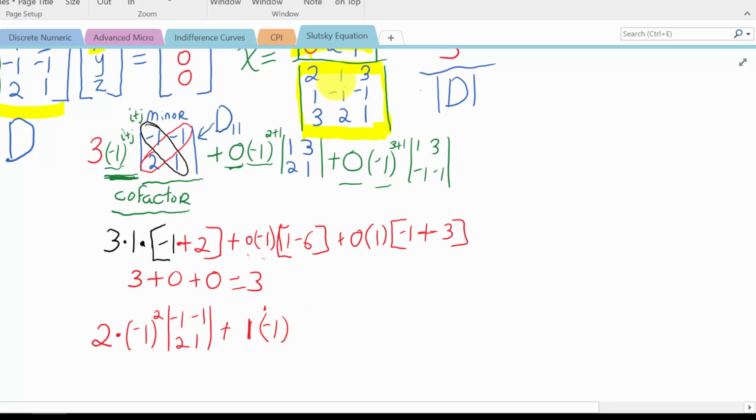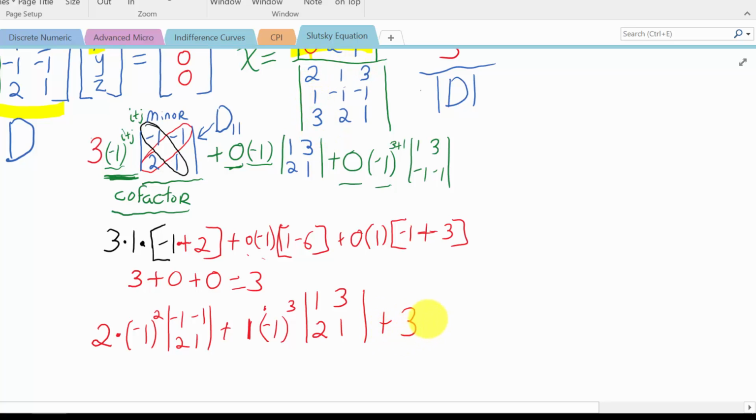i, second row, first column, 3, times the determinant of, so we cross out the second row, we cross out the first column, and what's left? 1, 3, 2, 1. 1, 3, 2, 1. Try to erase those red lines. And now we deal with the 3.